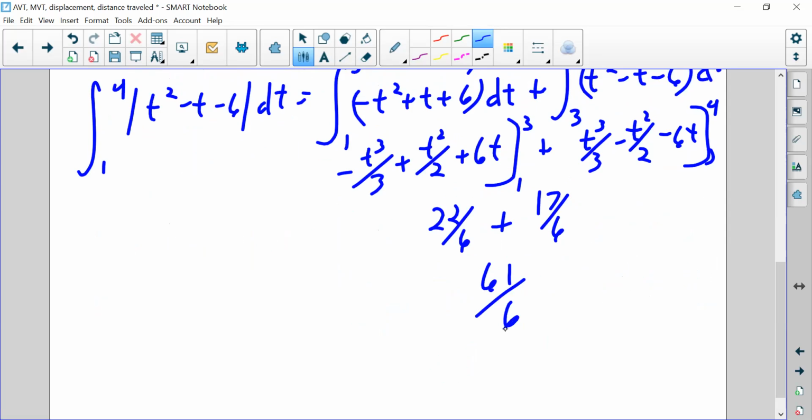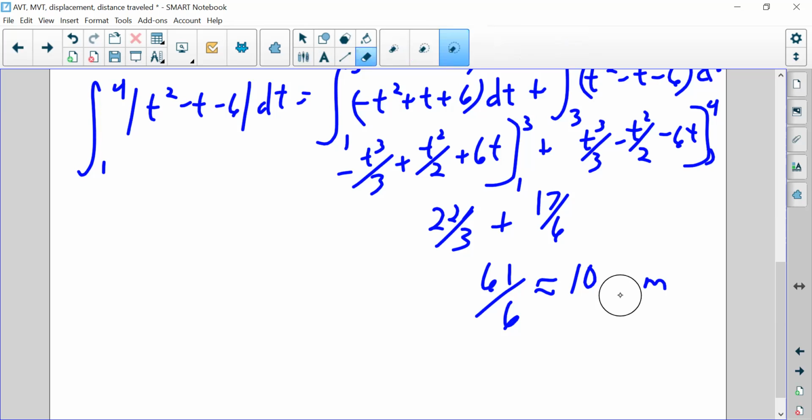Oh, this is 3, not 6. That's 3. Okay. 61 over 6, which is approximately 10.17 meters, or 10.2 meters. I guess I did say 1 decimal place.